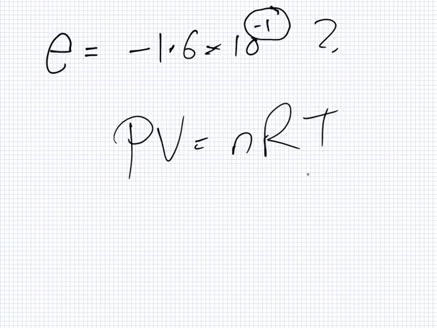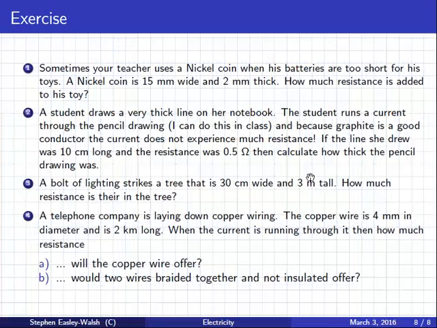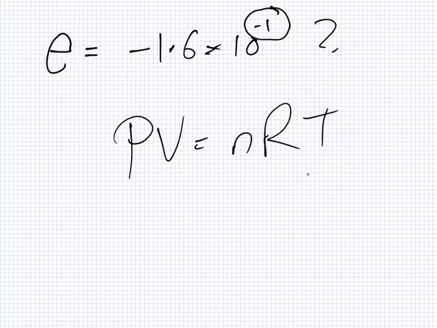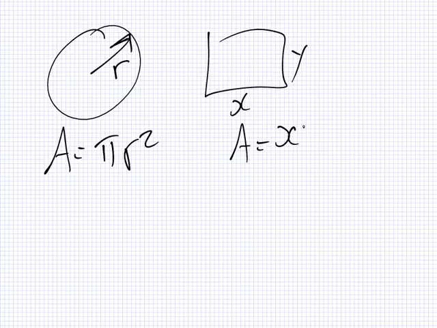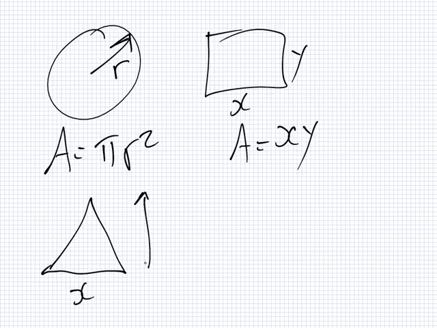For a couple of minutes, can you try these questions? I don't think this will take you too long because it's just one formula. Just before you do that, really quick revision from middle school. What's the area of a circle? Pi r squared. Here, the area is x times y, and this one, if I say this is x and this is y, is a half x y.